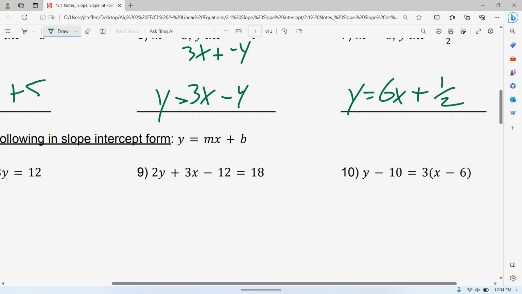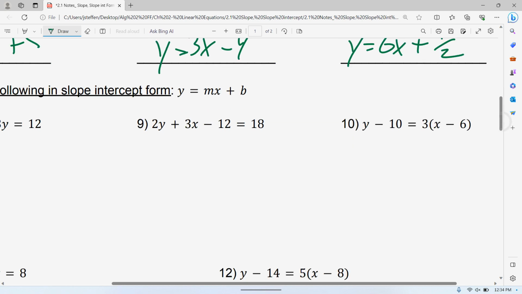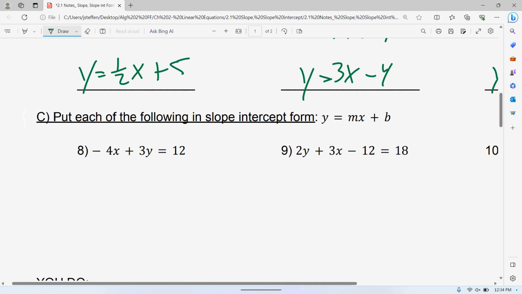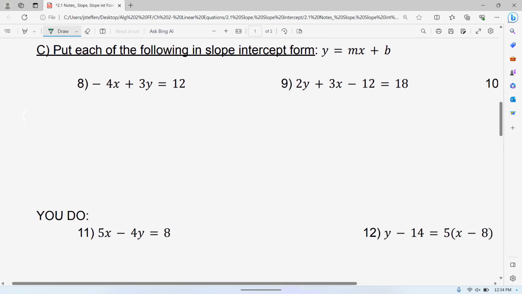That's certainly one of those that if you still don't know how to do it, you should definitely ask, because we're not doing any math in there. We're putting numbers where they need to be. Now we're trying to get it in slope-intercept form.